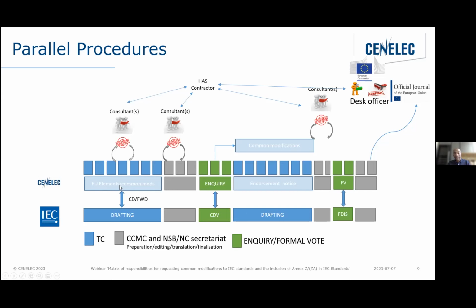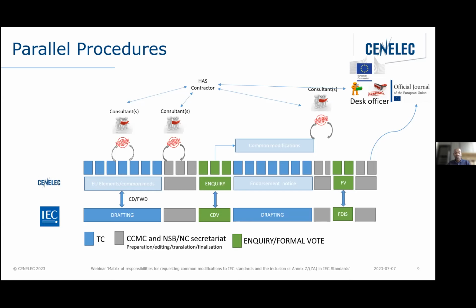When the CENELEC TC needs to request the assessment, the CENELEC TC provides the European elements and all the needed elements to CCMC. The needed elements could be the Annex ZA for the normative references and the Annex ZZ for the links between the essential requirements and the clauses of the standard.